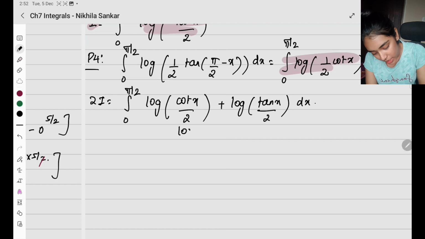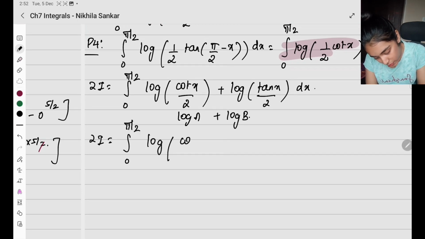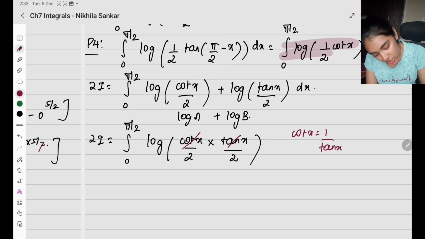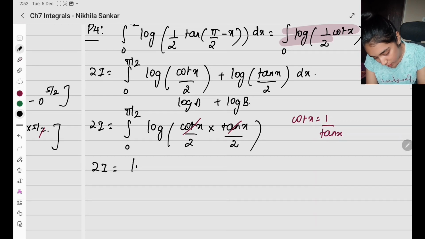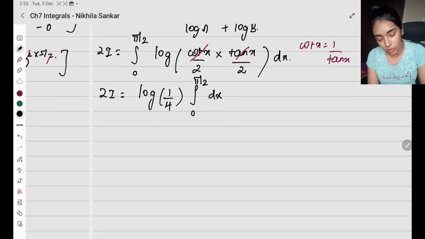So this is of the form log a plus log b. I can write this as log of a into b. So 2i equals 0 to pi by 2 log of a into b, which is cot x by 2 times tan x divided by 2. Tan x is nothing but 1 by cot. So basically the cot and the tan get cancelled. Cot x is nothing but 1 by tan x. So 1 by tan x and they get cancelled. So what is inside the log function? I have 2i equals log of 1 by 4 integral 0 to pi by 2 times dx. Only dx is left. Log of 1 by 4 comes outside.